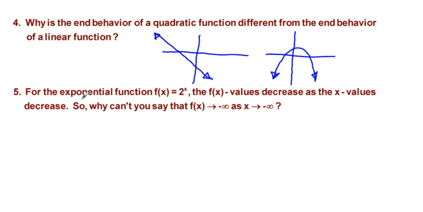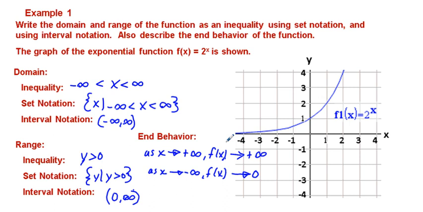For the exponential function, f of x equals 2 to the power of x, if the f of x value decreases, why can't you say that f of x approaches negative infinity as x approaches negative infinity? Well, we see this right here, because we're not going down toward infinity, we're going to 0.